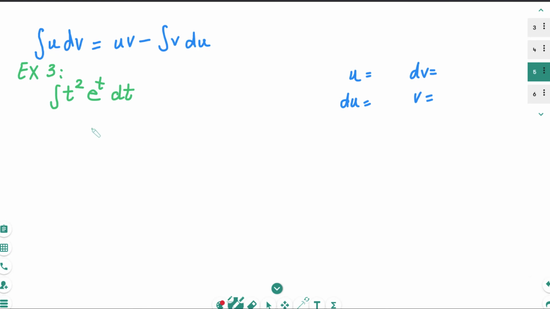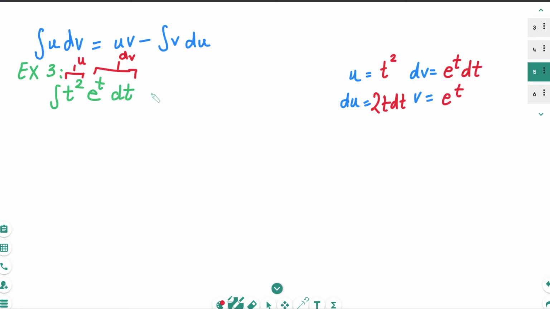Example 3, we have to find out the integral of the product t square e to the t. For the choice of u and dv, let's choose u as t square, because when we take the differential, it will become simpler and we know the integral of e to the t. So this part is u and that is dv. Let's write it here. U is t square and dv is e to the t dt. Take the differential of u, which gives us 2t dt, and the integral gives us just e to the t.